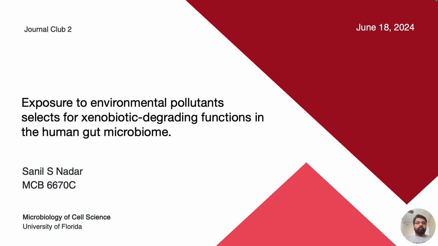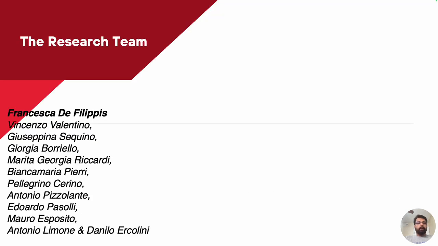The title of this paper is Exposure to Environmental Pollutants Selects for the Xenobiotic Degrading Functions in the Human Gut Microbiome. This paper was published this year, and the study was conducted over a couple of years. This is the entire research team. There are more than 10 people associated with this.